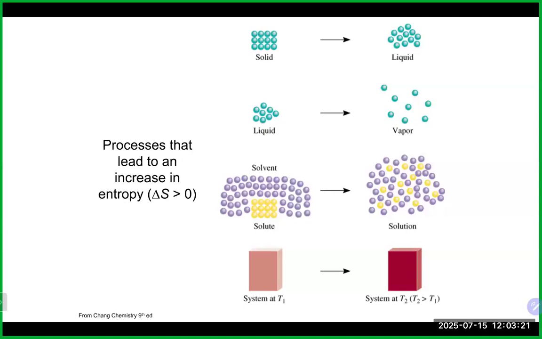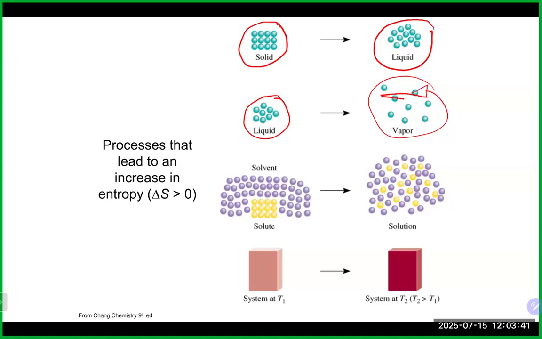These are all processes that lead to an increase in the entropy of the system here. Here we have something in the solid state, as I mentioned before. When it goes to the liquid state, definitely a lot more movement, a lot more craziness happening. As we go from the liquid state to the gas state, our molecules are now flying around and there's a lot of disorder.